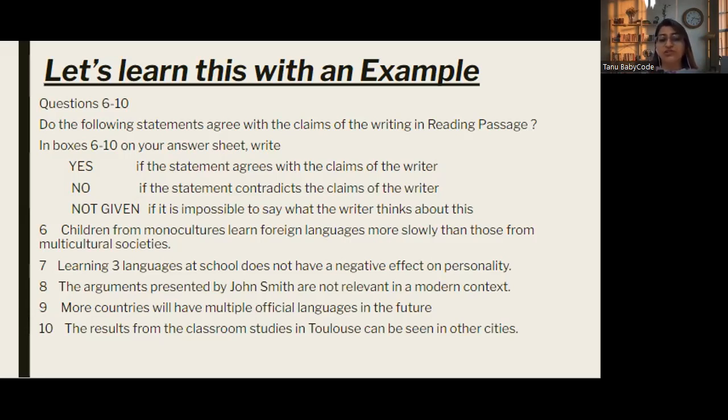Children from monoculture learn foreign languages more slowly than those from multicultural societies. Learning 3 languages at school does not have a negative effect on personality. The arguments presented by John Smith are not relevant in modern context. More countries will have multiple official languages in the future. The results from the classroom studies in Toulouse can be seen in other cities.